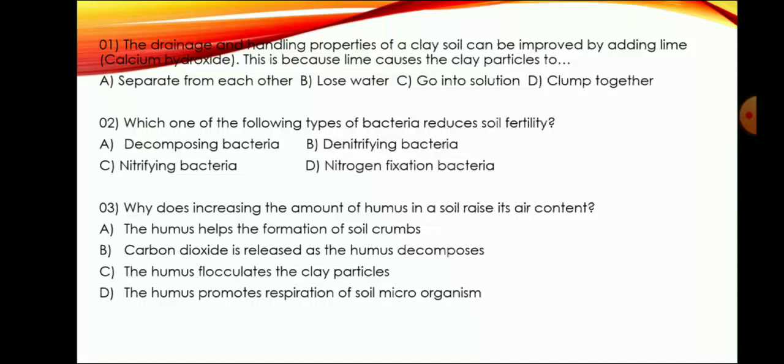So when formation of the soil crumbs takes place, then the entry of air in the soil is raised and the soil becomes more and more aerated. So correct answer is number A.